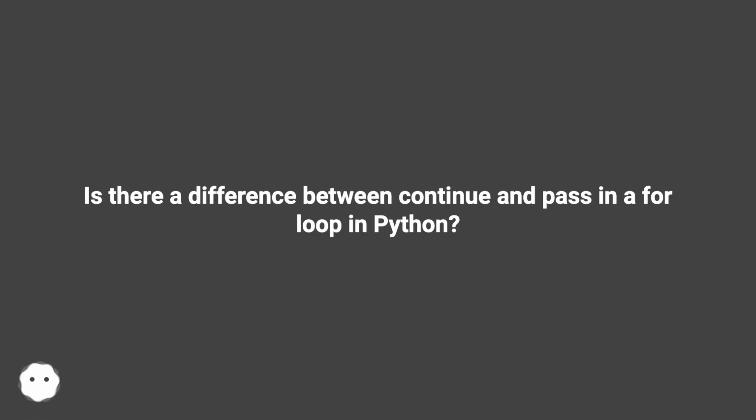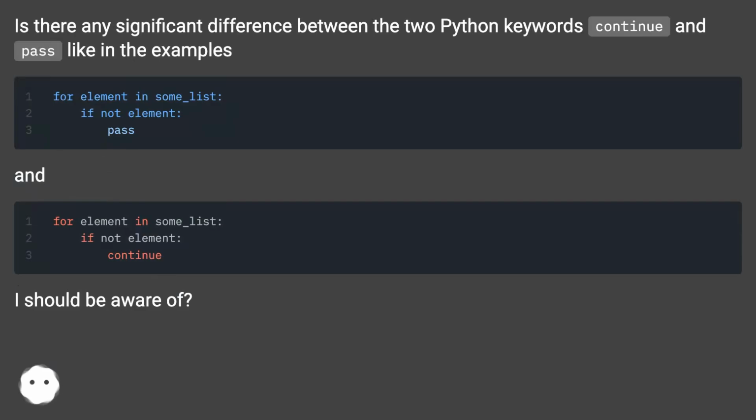Is there a difference between continue and pass in a for loop in Python? Is there any significant difference between the two Python keywords continue and pass, like in the examples? And should I be aware of anything?